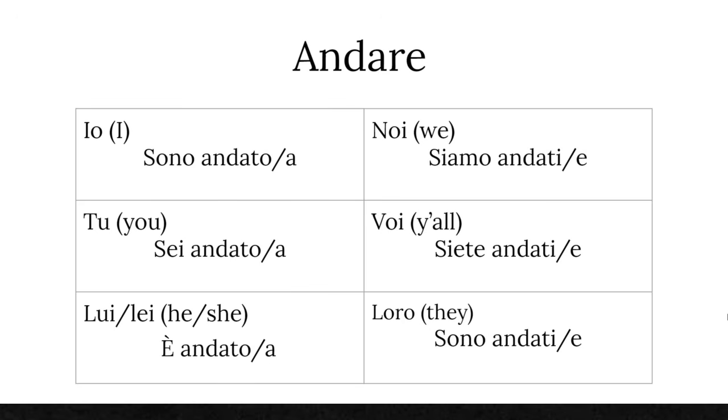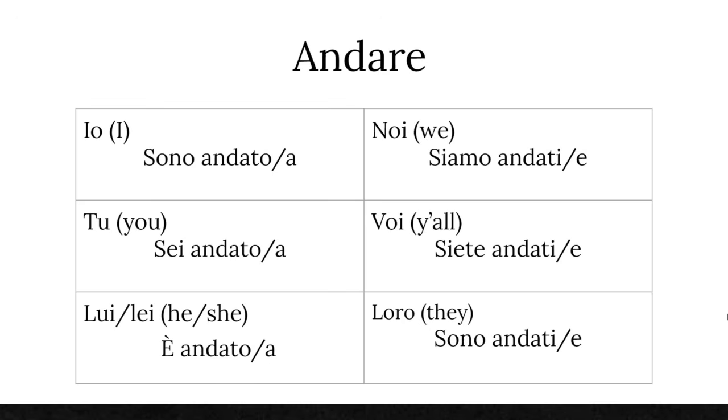Io sono andato. So it's a man talking. If it's a woman, io sono andata with an A at the end. Same thing. Tu sei andato or tu sei andata. Lui or lei, same thing. È andato, lui, he. È andata, she, lei. Okay? And now let's move to the plural.